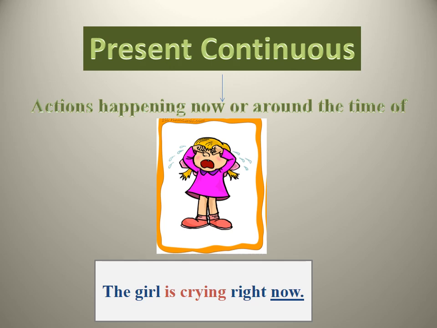Also, we use present continuous when we talk about actions happening now or around the time of speaking. For example, the girl is crying right now.